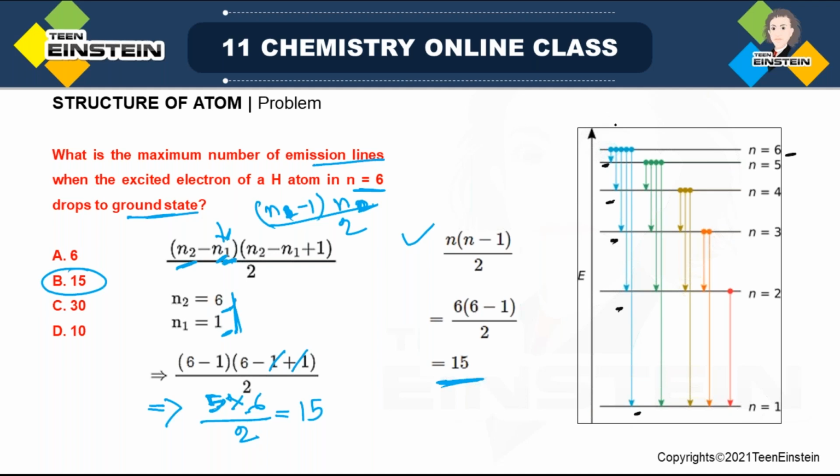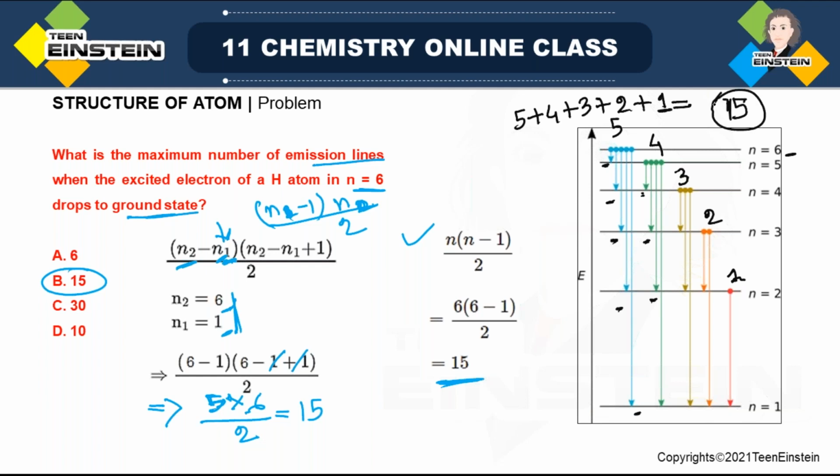So here how many lines you are seeing? Total 5, right? Now suppose the electron is now at 5. Now when it is at 5, it can move to 4, it can move to 3, to 2, to 1. So 4 possibilities are there. Now when the electron is at 4, 4 to 3, 4 to 2, 4 to 1, 3 possibilities. When the electron is at 3, 3 to 2, 3 to 1, 2 possibilities. And when it is at 2, only 1 possibility. Now add all this. So you will see it will be equal to 9, 3, 12 and 3. So it is also 15.